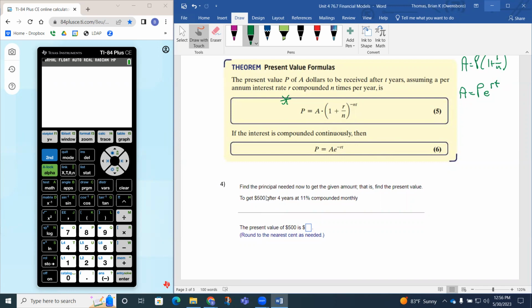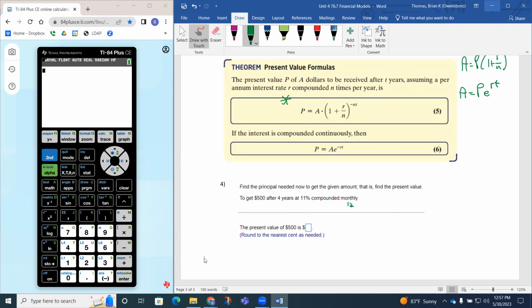So question 4 says, find the principal. In other words, we want to know what the present value is, what principal is needed now to get the given amount. That is, we want to find the present value to get $500 after 4 years at 11% compounded monthly. So our goal is to have $500 in the account after 4 years, compounded at 11% interest monthly. Remember, monthly means 12.